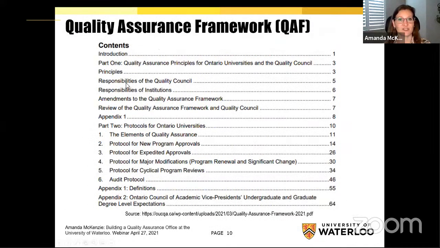So this is just an image of what actually is in the quality assurance framework. So really, it's a very dense document, but most of the density is in the appendices where they outline the processes and the protocols. So the first part is really talking about the general principles of quality assurance, as well as what is the responsibility of the Quality Council and what is the responsibility of the university.